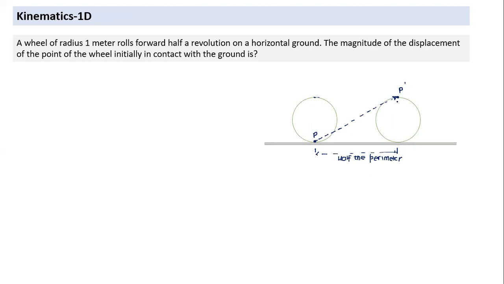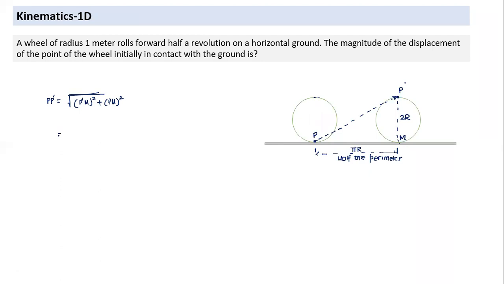To find this magnitude, in most cases we use the property of a right angle triangle. If I complete this and mark point M perpendicular here, the magnitude is equal to PP dash. By the right angle triangle property, it will be equal to root of P dash M square plus PM square. What is P dash M? If the radius is R, this length will be the diameter, 2R. And half the perimeter will be equal to pi R.